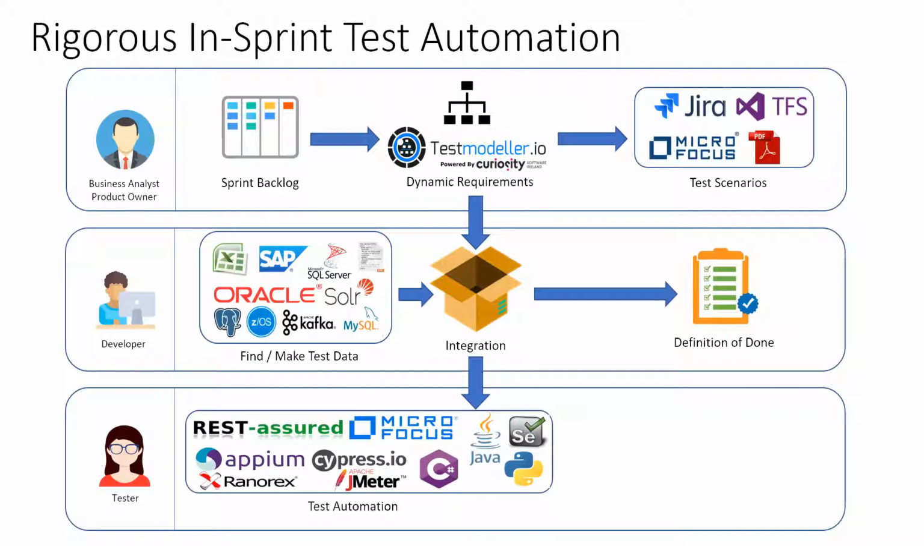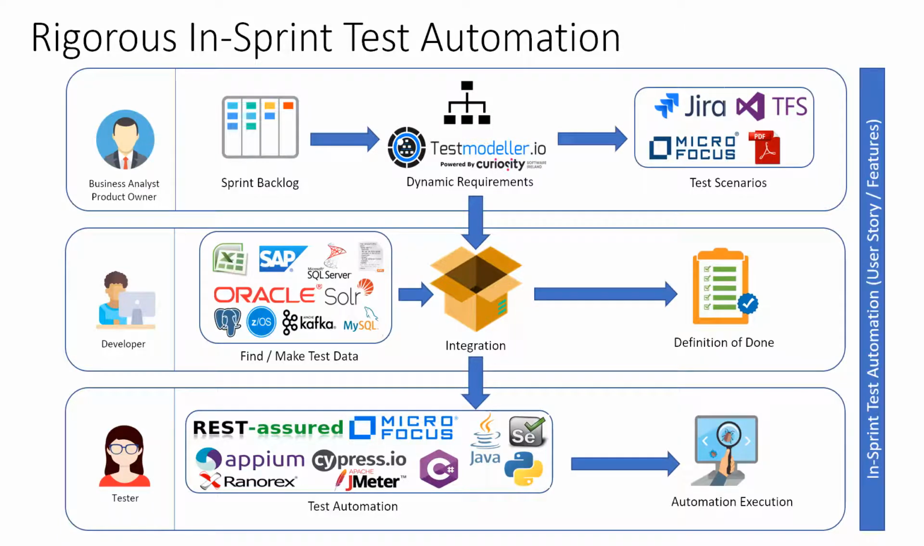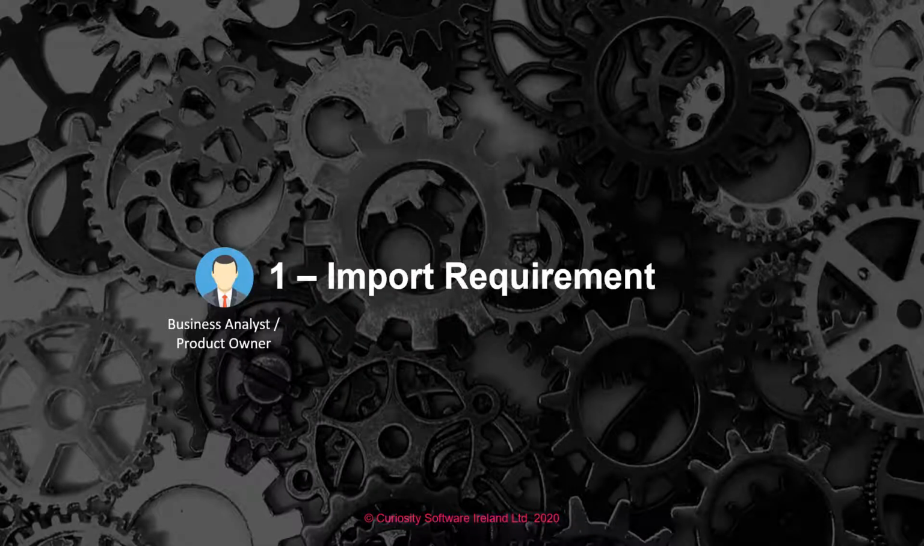Once the software exists, testers can pick up the application and start to automate it. Within Test Modeler, we support a wide array of automation frameworks and accelerators for creating automation in open source and vendor-based tools. Once the automation has been created and generated, you can execute it as part of your CI/CD pipeline within the continuous integration. Let's start off by looking at an existing requirement and importing it.